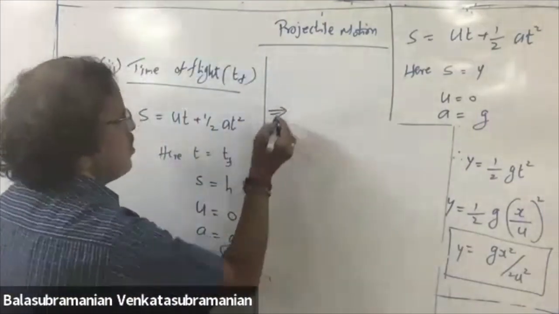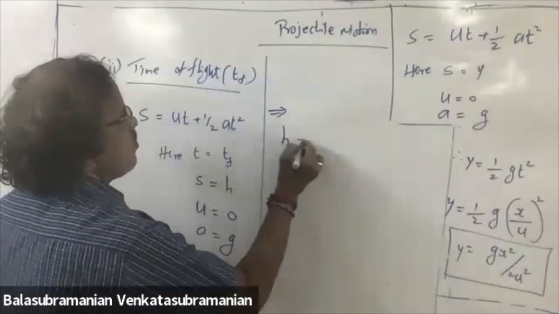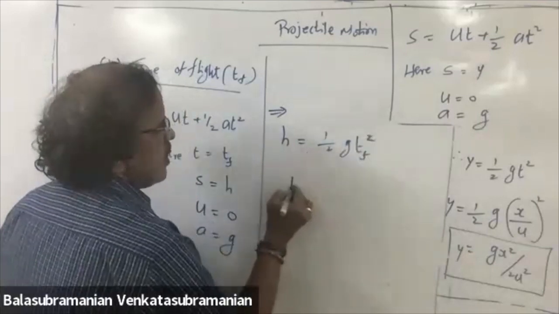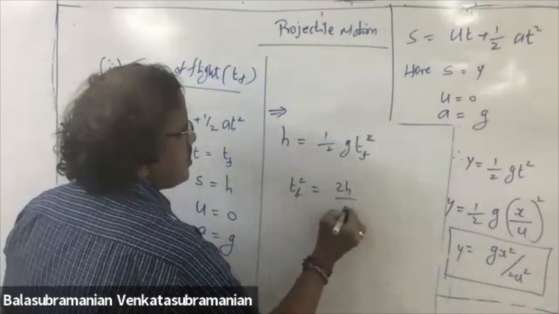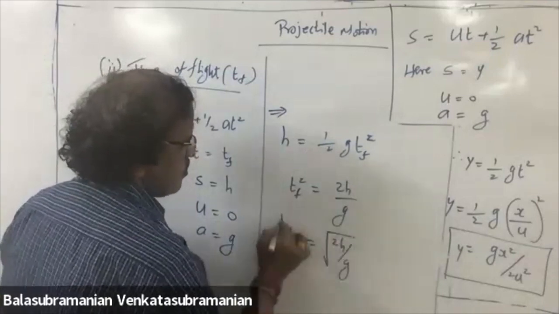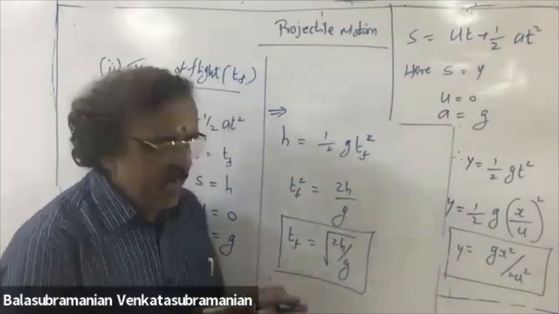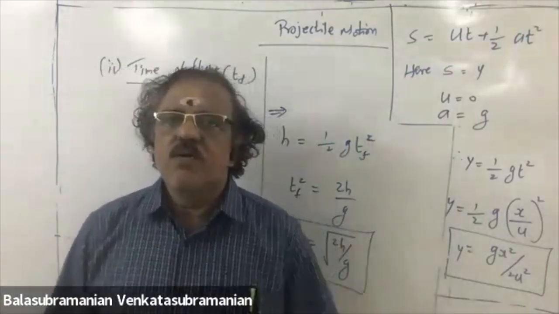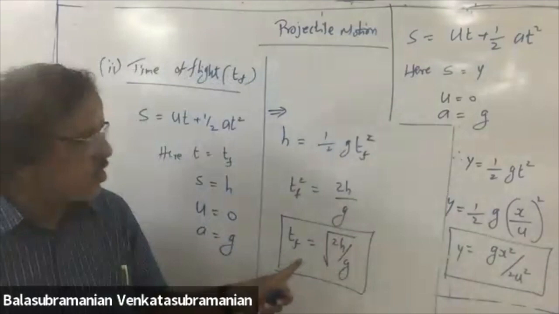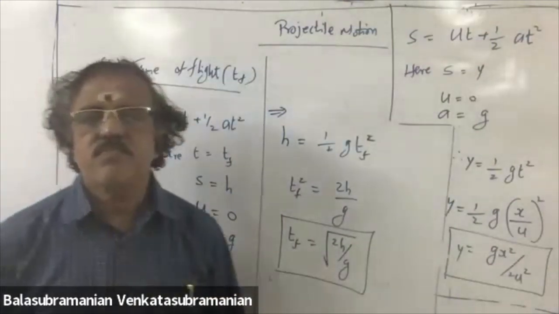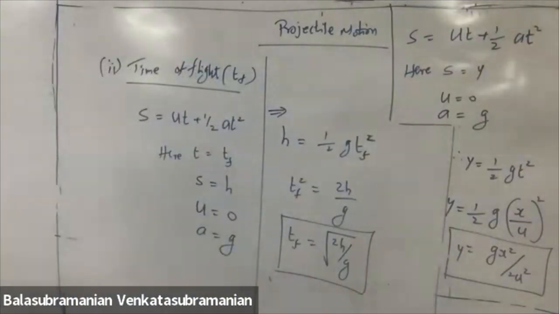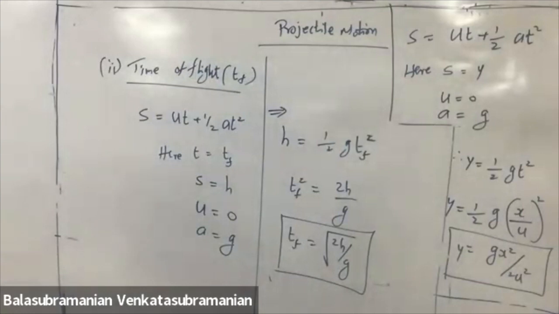Substitute. H is equal to half g TF square. TF square is 2H by g. TF is equal to root of 2H by g. Time taken by the body from a height of H till it reaches the ground is root of 2H by g. Time of flight. Next, horizontal range.